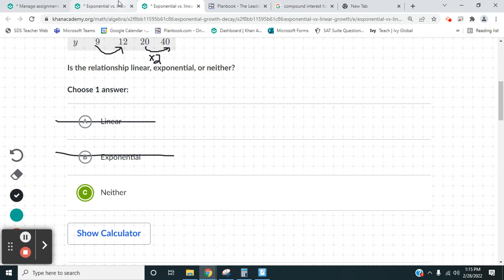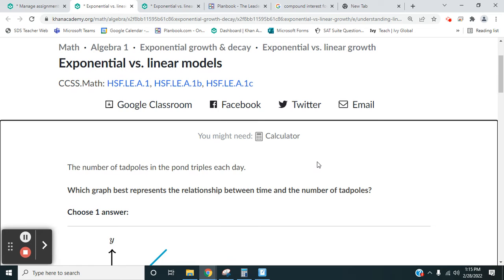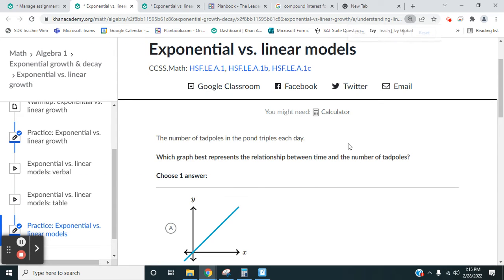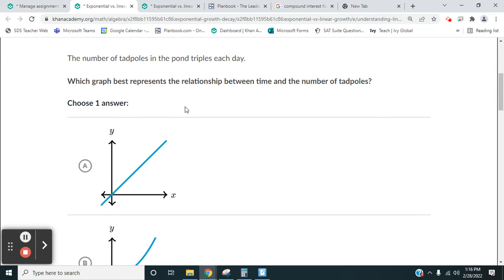All right, that's one of your assignments we're going to do today eventually. Also, this is a model. So a model is a relation to the real world. Here you go. The number of tadpoles in the pond triples each day. Which graph best represents the relationship between time and the number of tadpoles?